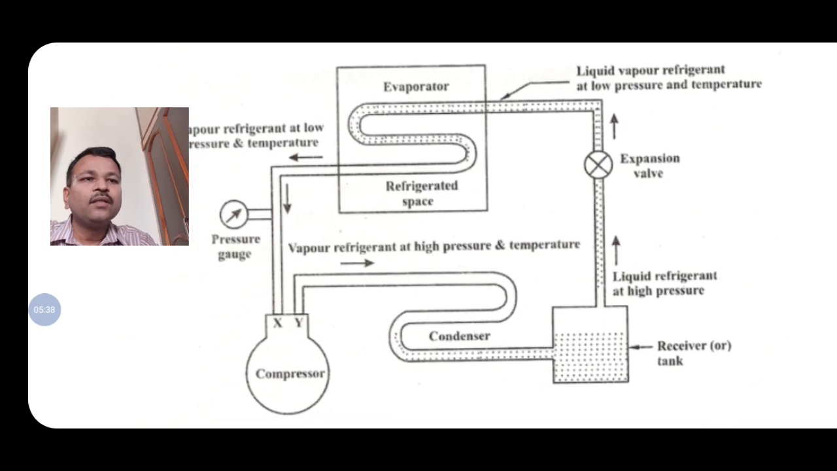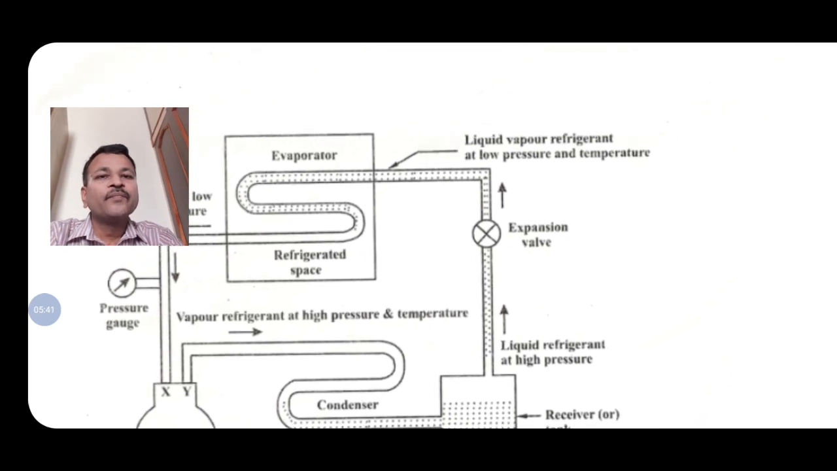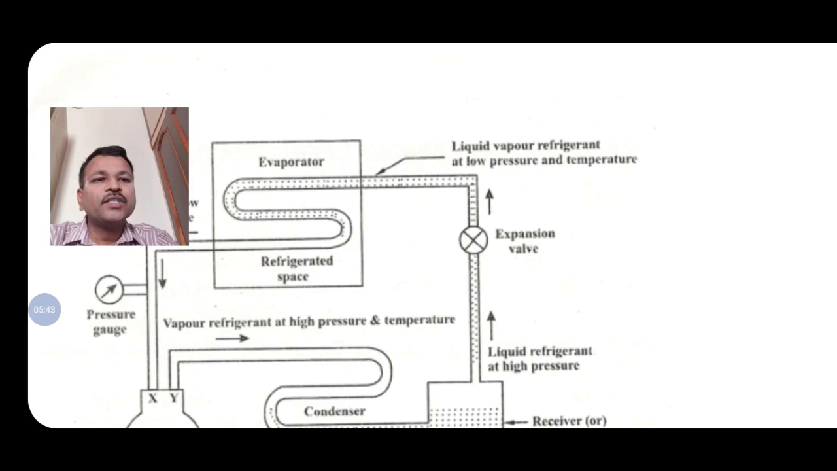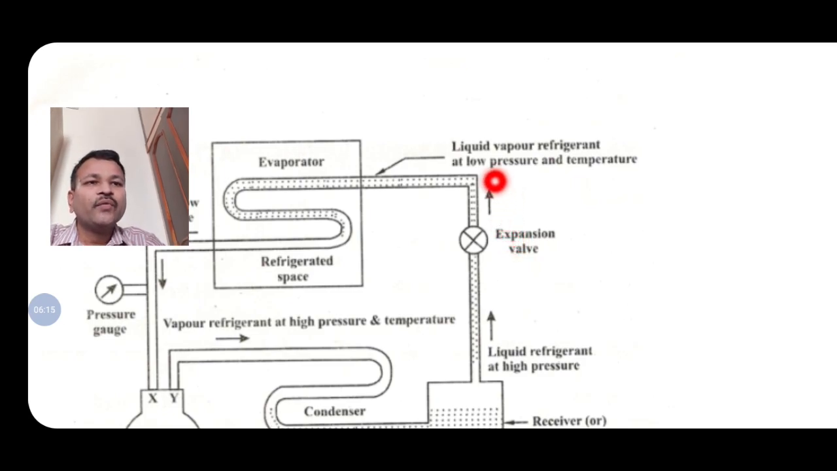In the expansion valve, the main job of the expansion valve is to convert high pressure into low pressure, and high temperature into low temperature. When the liquid refrigerant passes through the expansion valve, expansion means it expands, that means you are allowing more amount of liquid refrigerant to pass. So the expansion valve converts high pressure, high temperature liquid refrigerant into low pressure, low temperature liquid refrigerant.